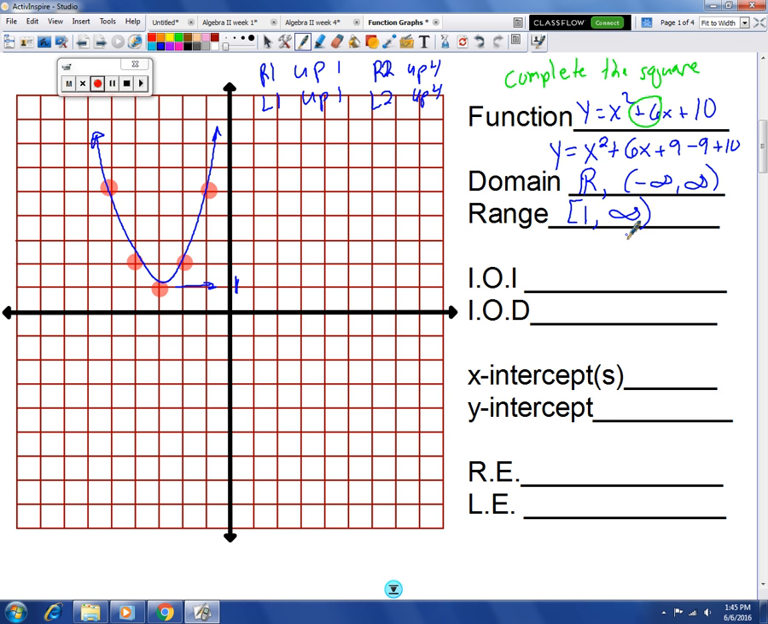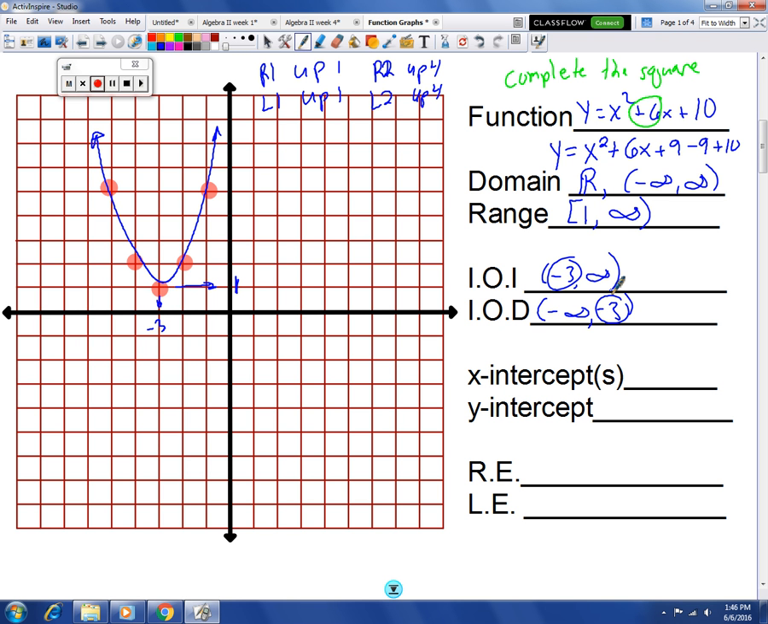Interval of increase. I go from my vertex straight down to the x-axis, which is at -3. So from -3 to infinity, graph's going up. Interval of decrease, negative infinity to negative 3. These two will always be, the same two numbers will be involved every time we're doing these kind of quadratics.